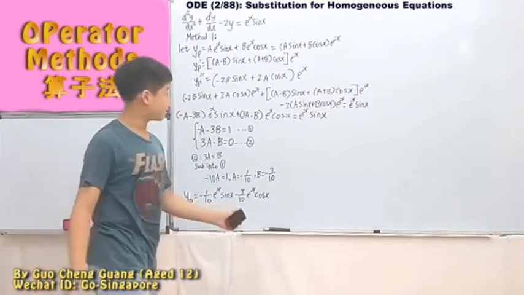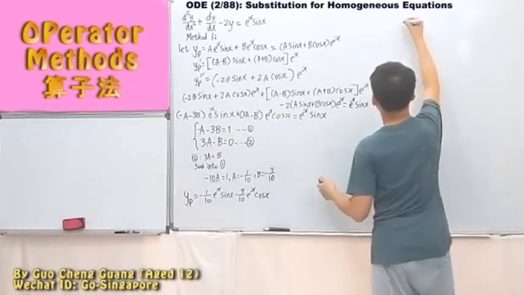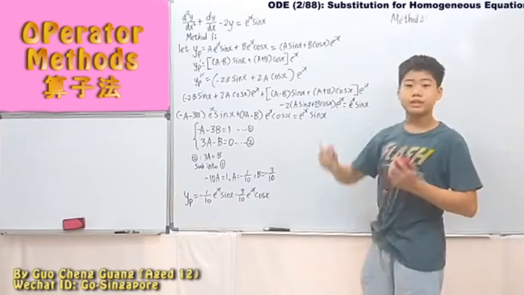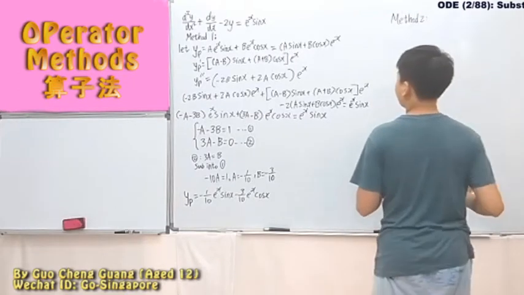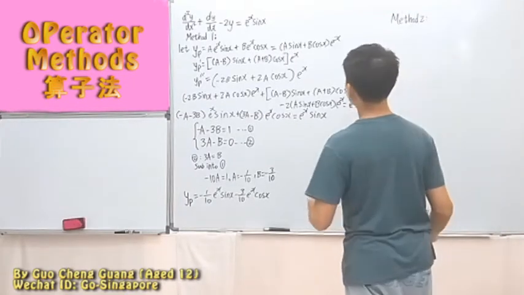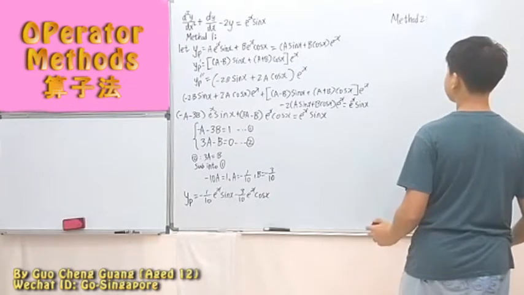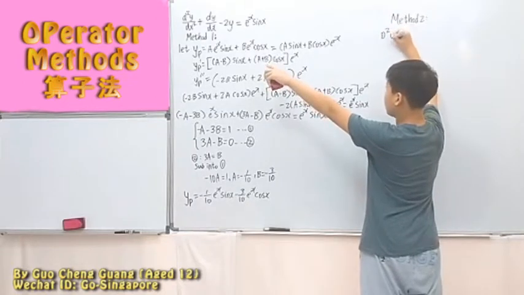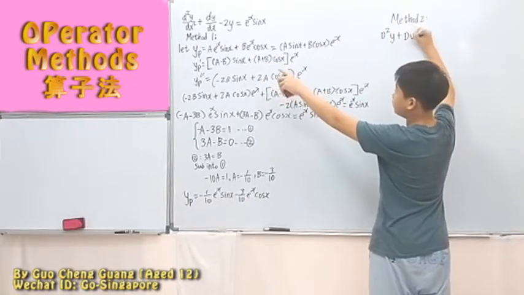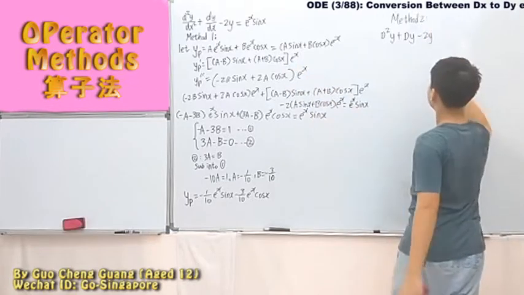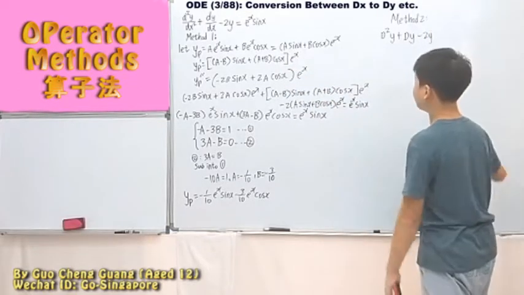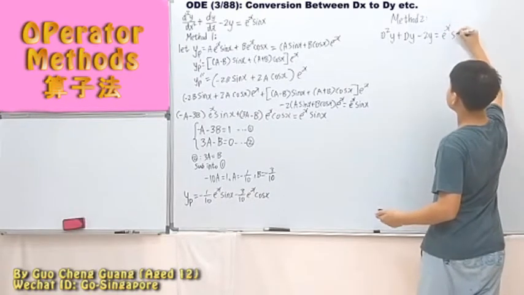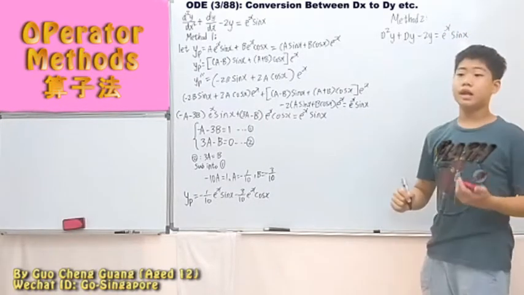Okay, so this is what you get. Then next, we're going to have our second method, which is our operators method. So for our operators method, at this part, we can have D squared y, then you add Dy, then you subtract 2y. And this part is equal to e to the power of x sine x, okay?